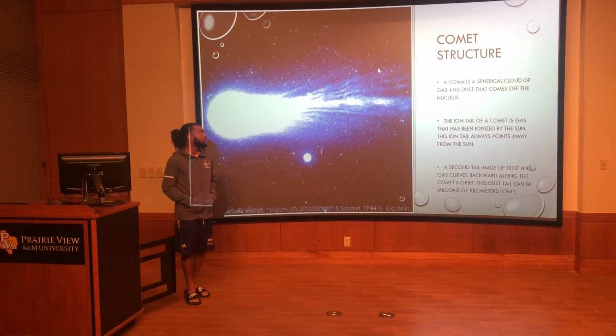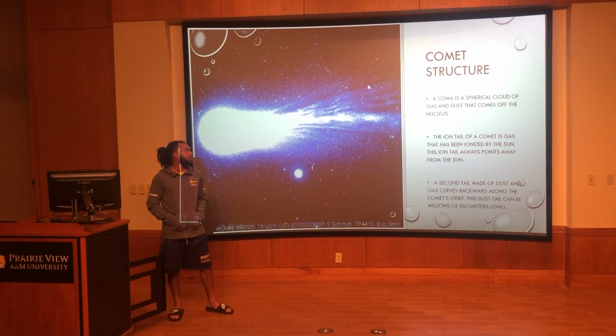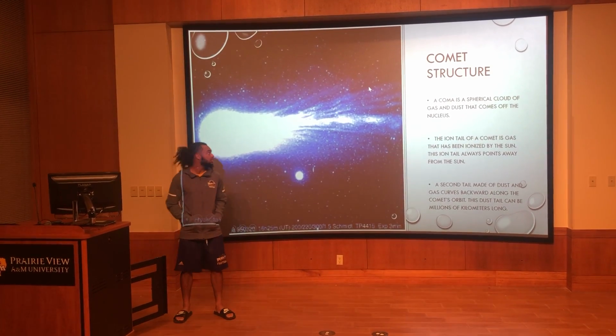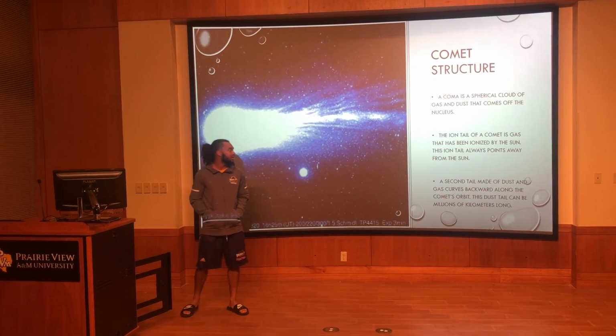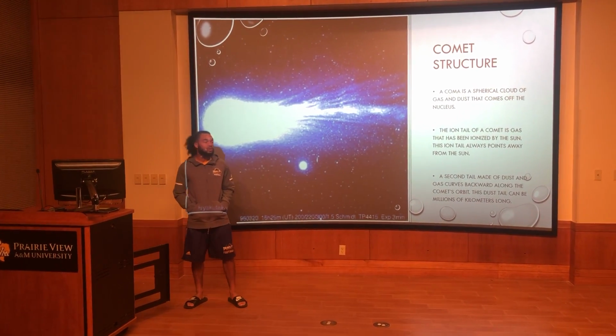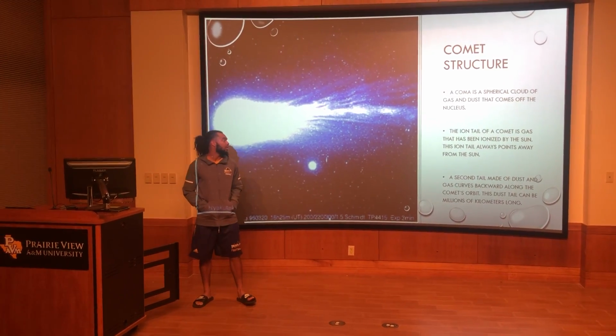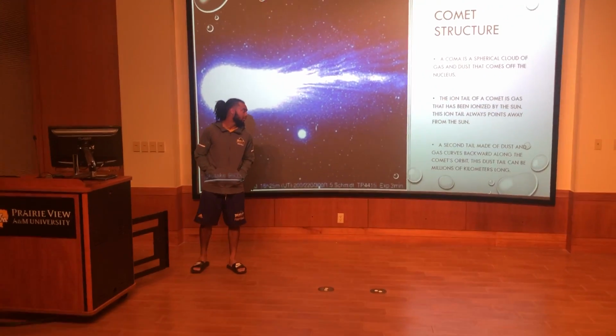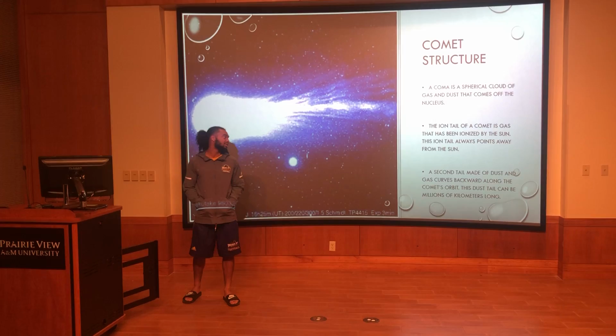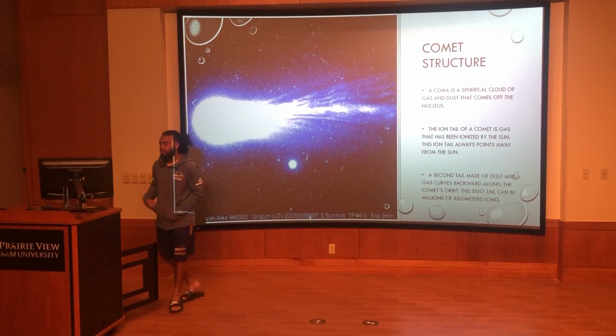Comet structure. A coma is a spherical cloud of gas and dust that comes off the nucleus. The ion tail of a comet is gas that has been ionized by the sun. It always points away from the sun. A second tail made of dust and gas curves backwards along the comet's orbit. The dust tail can be millions of kilometers long.